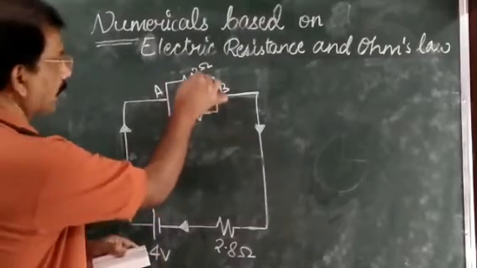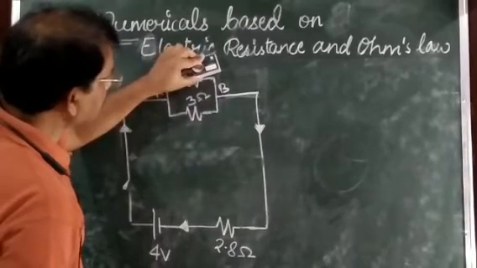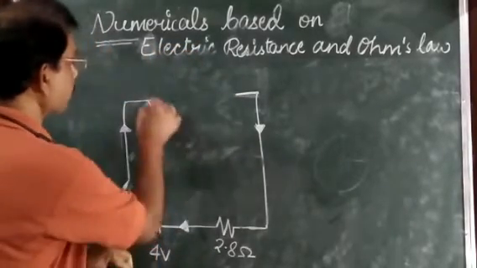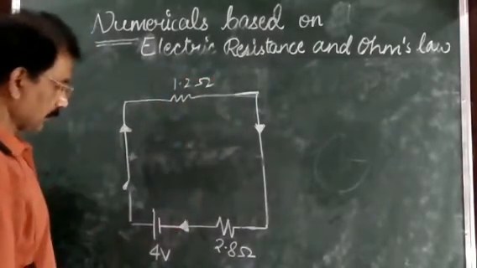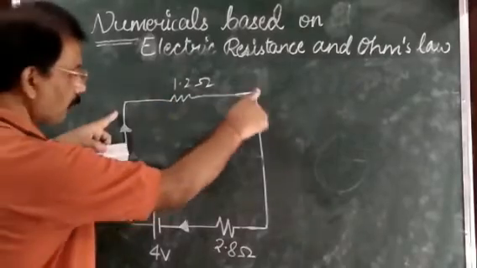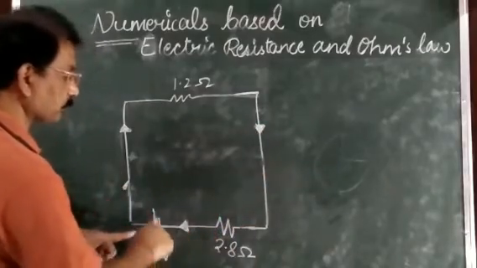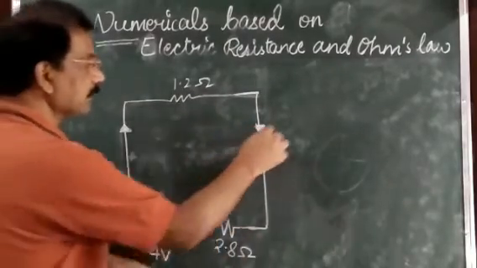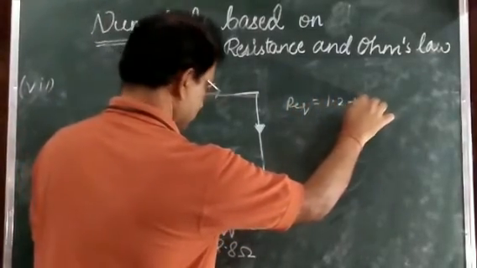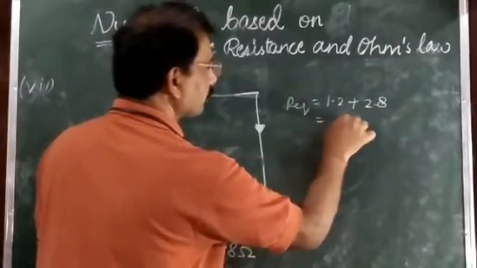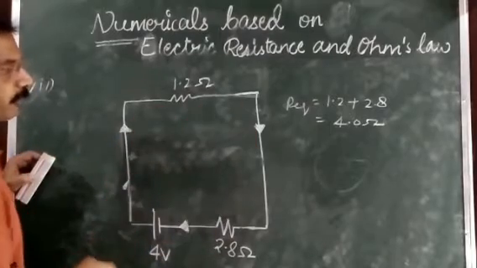And now this 3 ohm and 2 ohm are both in parallel. Their equivalent is 6 by 5, which is 1.2 ohm. Now this 1.2 ohm and this 2.8 ohm are both in series, so their equivalent is 1.2 plus 2.8. The equivalent resistance of this circuit is 4.0 ohm.